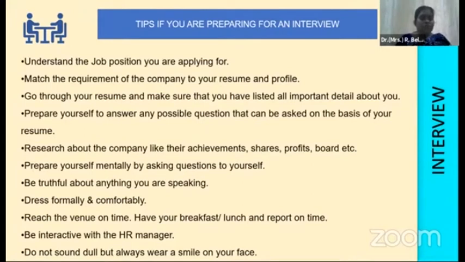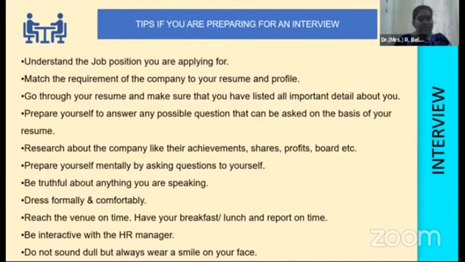Okay, fine. Go through your resume and make sure that you have listed all important details about you. Prepare yourself to answer any possible questions that can be asked on the basis of your resume. Questions will be asked based on whatever you have mentioned in your resume. I showed you a very bad resume in which it was mentioned that the person had stood in the top 5 of a Miss Tamil Nadu competition or something like that. Then, what were the skills you gained because of participating in that program? The questions will arise from your resume only.